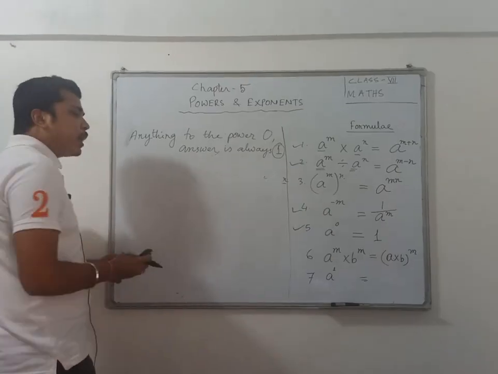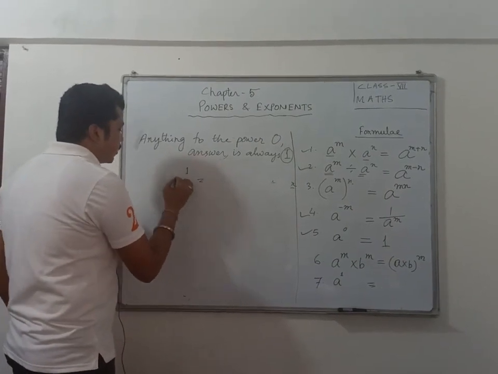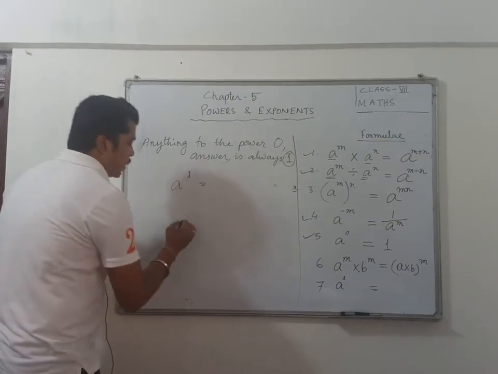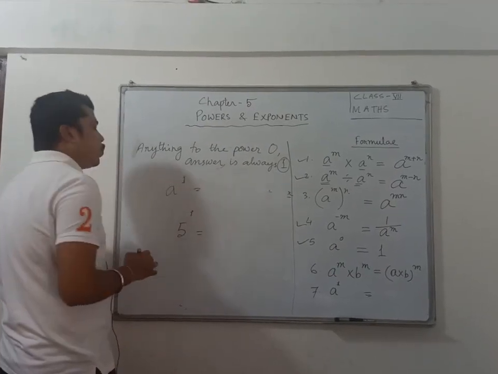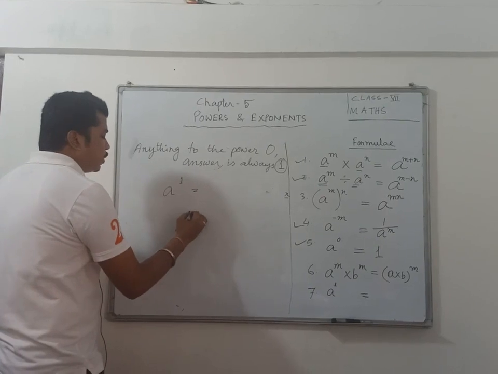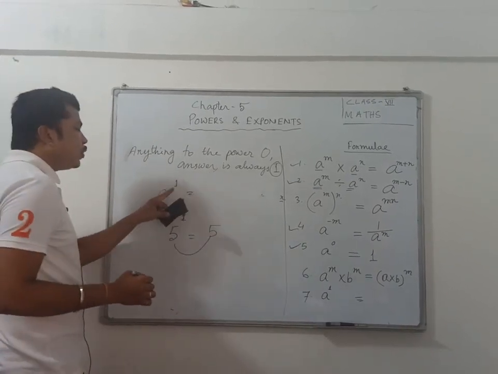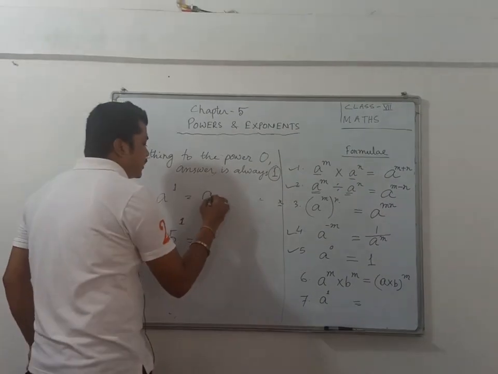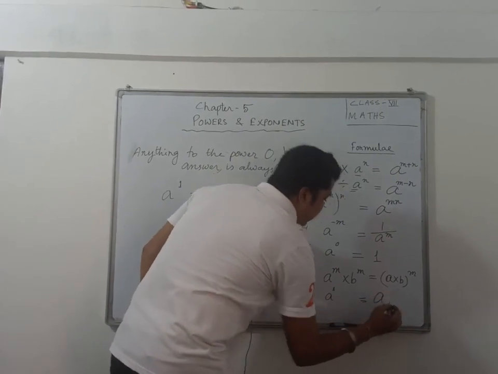Now a to the power 1. a denotes any number. So any number to the power 1, answer is always that number itself. Okay, so anything to the power 1, answer is always that number. So a to the power 1, answer will be a itself.